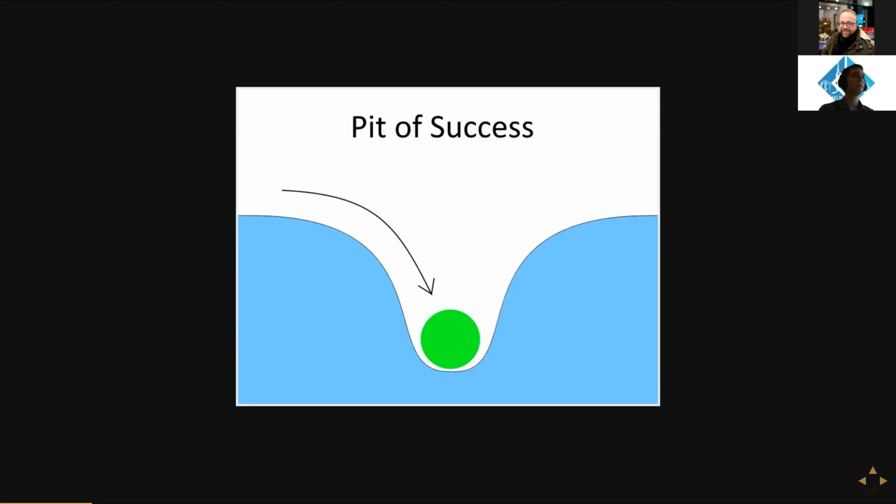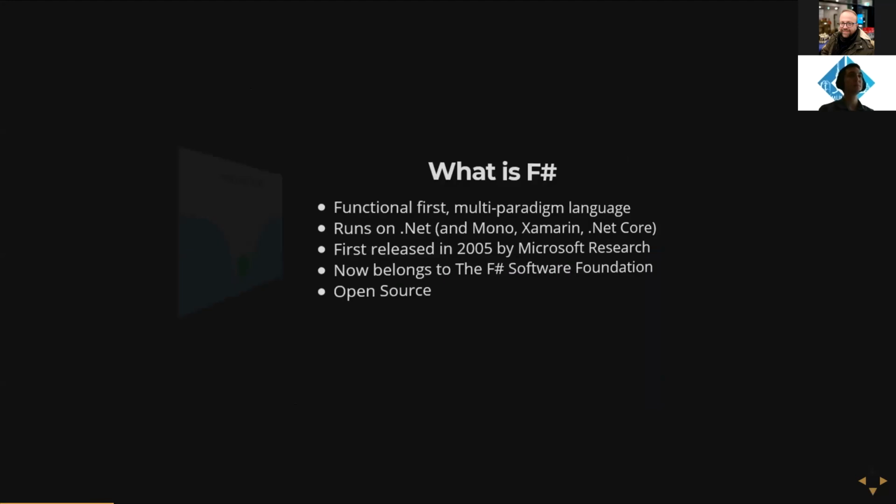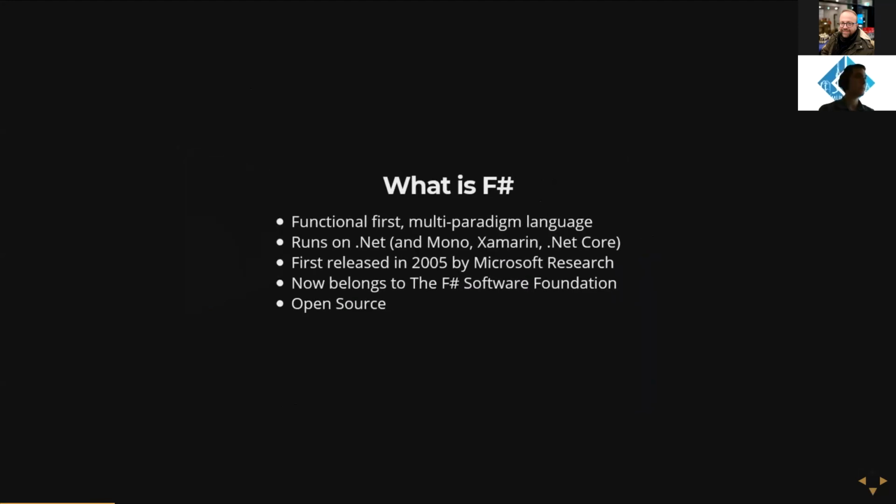So that's the basics of functional programming. What is F#? It's a functional first language, but it's still multi-paradigm. So you still have classes and objects. It runs on .NET, and of course Mono, Xamarin, .NET Core, everywhere where C# runs, everywhere where Visual Basic runs.